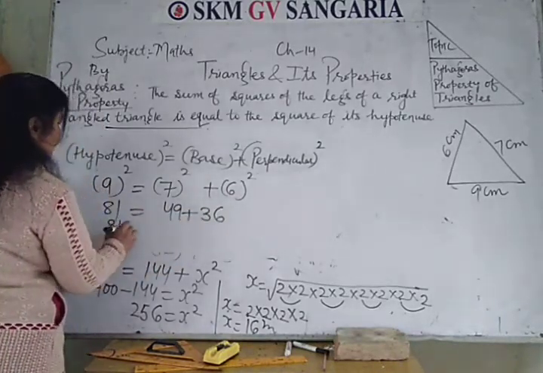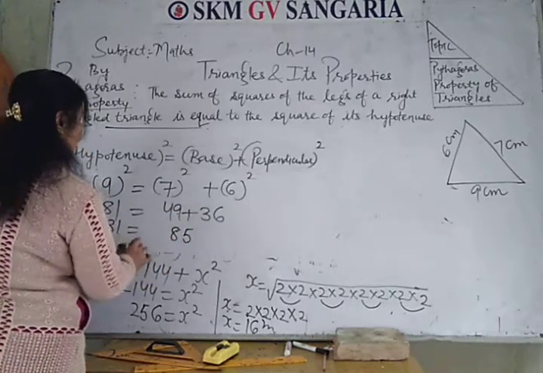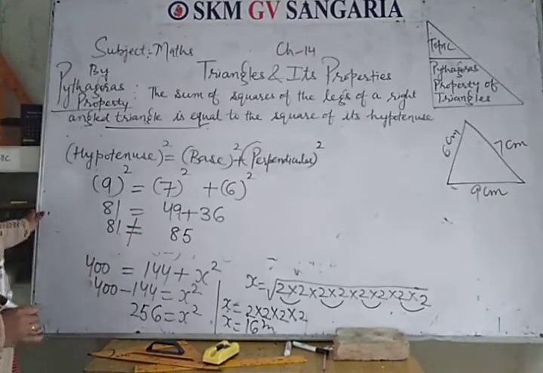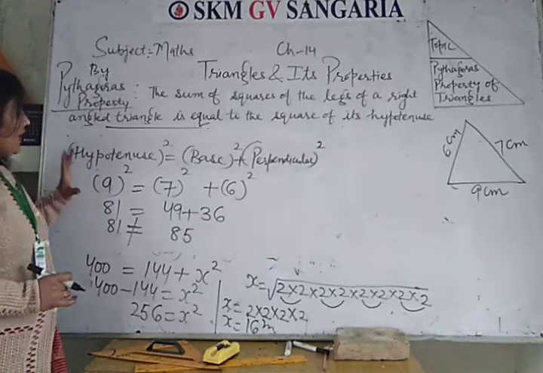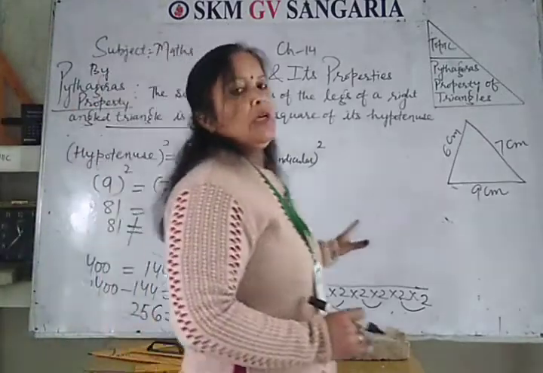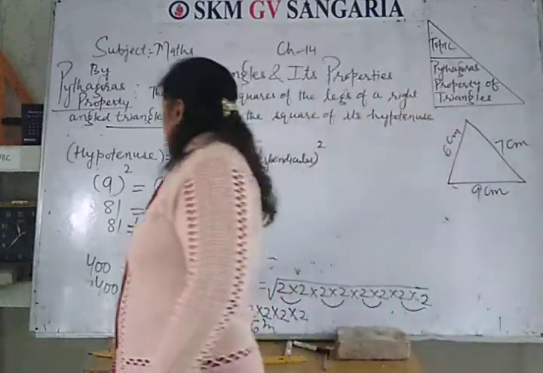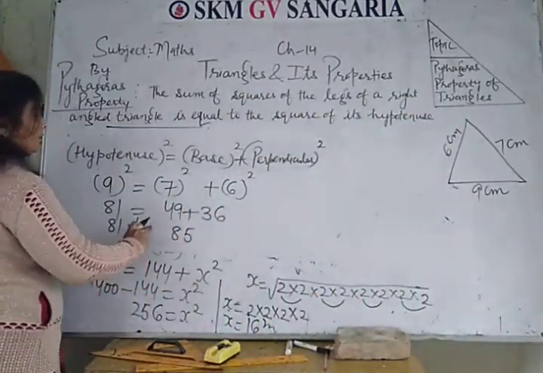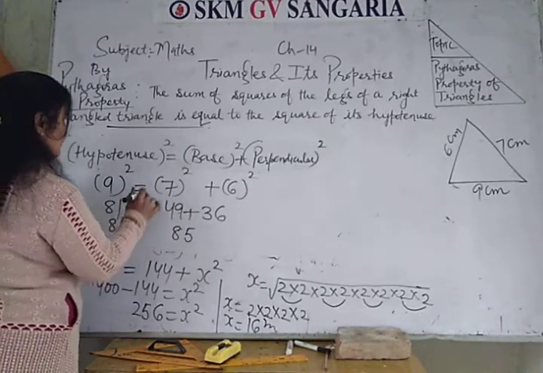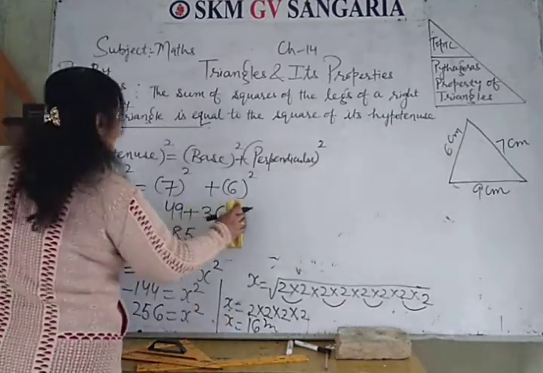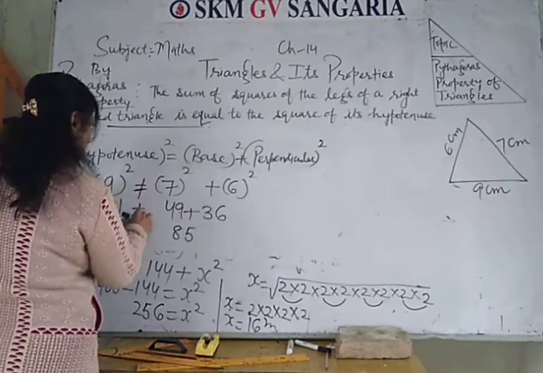Now add this. It is 85. So 81 is not equal to 85. Okay. Here the hypotenuse square is not equal to the sum of the squares of the other two legs. So these sides will not be of a right angle triangle.